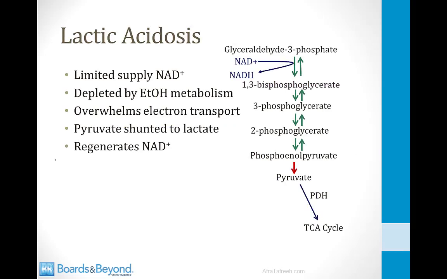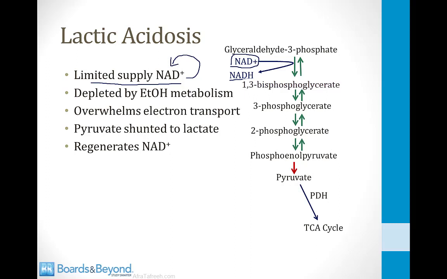Now let's talk about why alcoholics develop lactic acidosis. A very important biochemical principle for you to understand is that there is a limited supply of NAD plus inside of cells. So when NAD plus gets converted into NADH, the NAD plus must be regenerated in order for normal metabolism to proceed. For example, this step in glycolysis requires NAD plus, so if all the NAD plus is tied up in NADH, glycolysis will not be able to proceed normally.